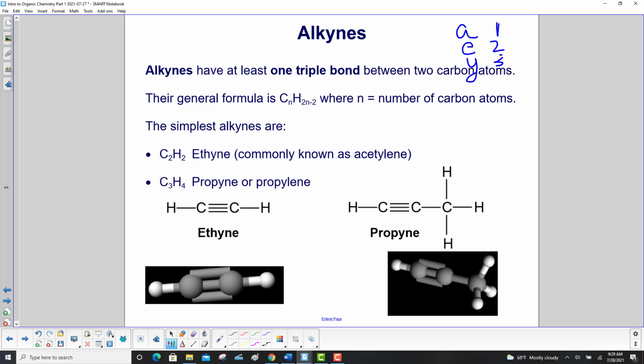The simplest alkynes are C2H2, which is ethyne, also known as acetylene, and then C3H4, which is propyne or propylene. And here's the triple bond in each one of them. And here's the ball and stick model showing 3 sticks there for the triple bond, and same here with ethyne.